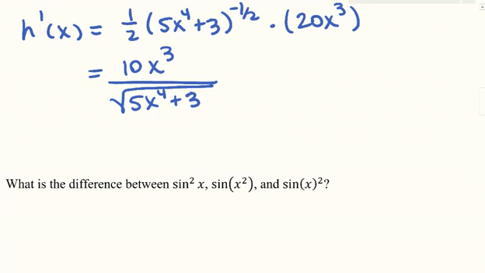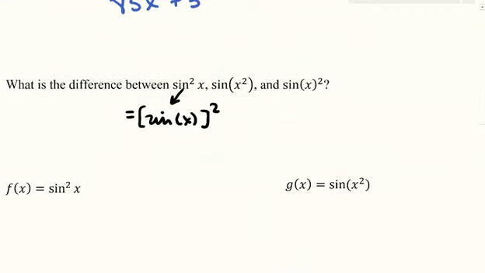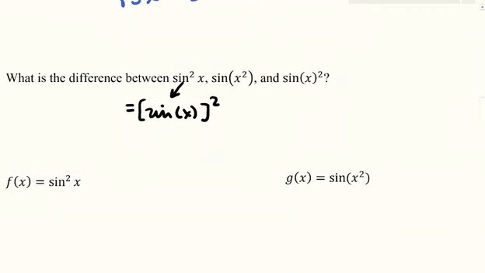So, sine squared x equals (sine of x) squared. So it's like we're taking an angle, taking the sine of that angle, and then squaring. Sine of x squared is taking the angle, squaring it, and then taking the sine. We already took the derivative of sine of x squared right here. That was the first one we did.